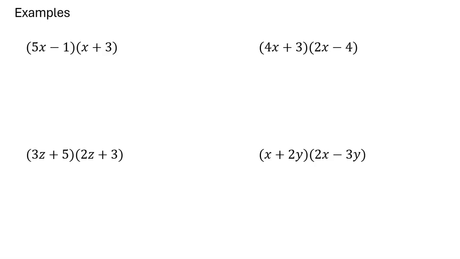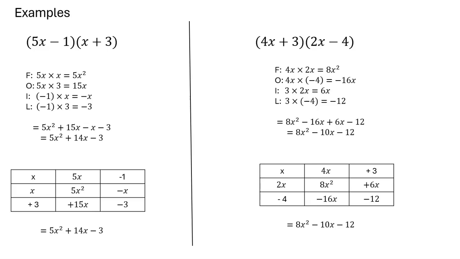So here we go. First two examples there, that top row. If I looked at the 5x minus 1, the x plus 3. As I said, I'm going to show you both methods. So if I were to use the FOIL acronym, first, outer, inner, last. First would give me 5x times x, which is 5x squared. Outer would be 5x times 3, which gives me 15x. The inner would be negative 1 times x, which is minus x. And then the last would be negative 1 times 3, which gives me negative 3.